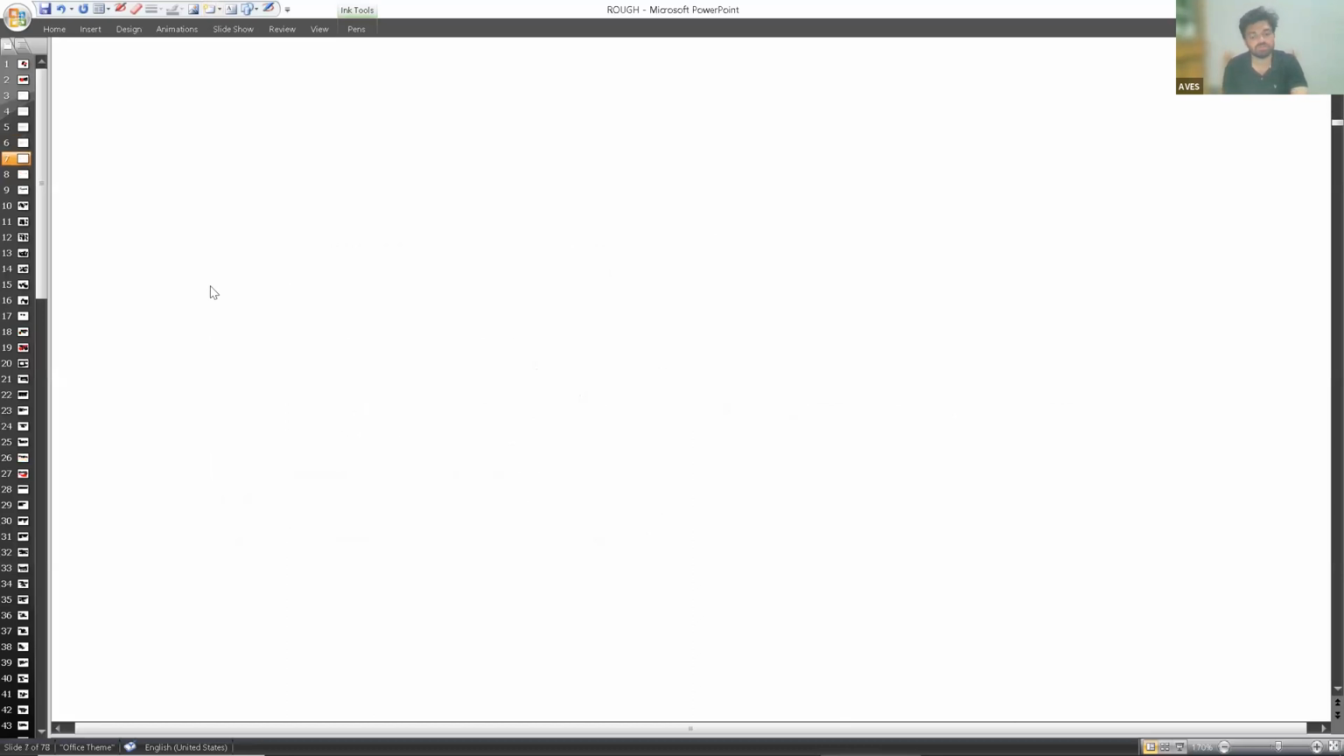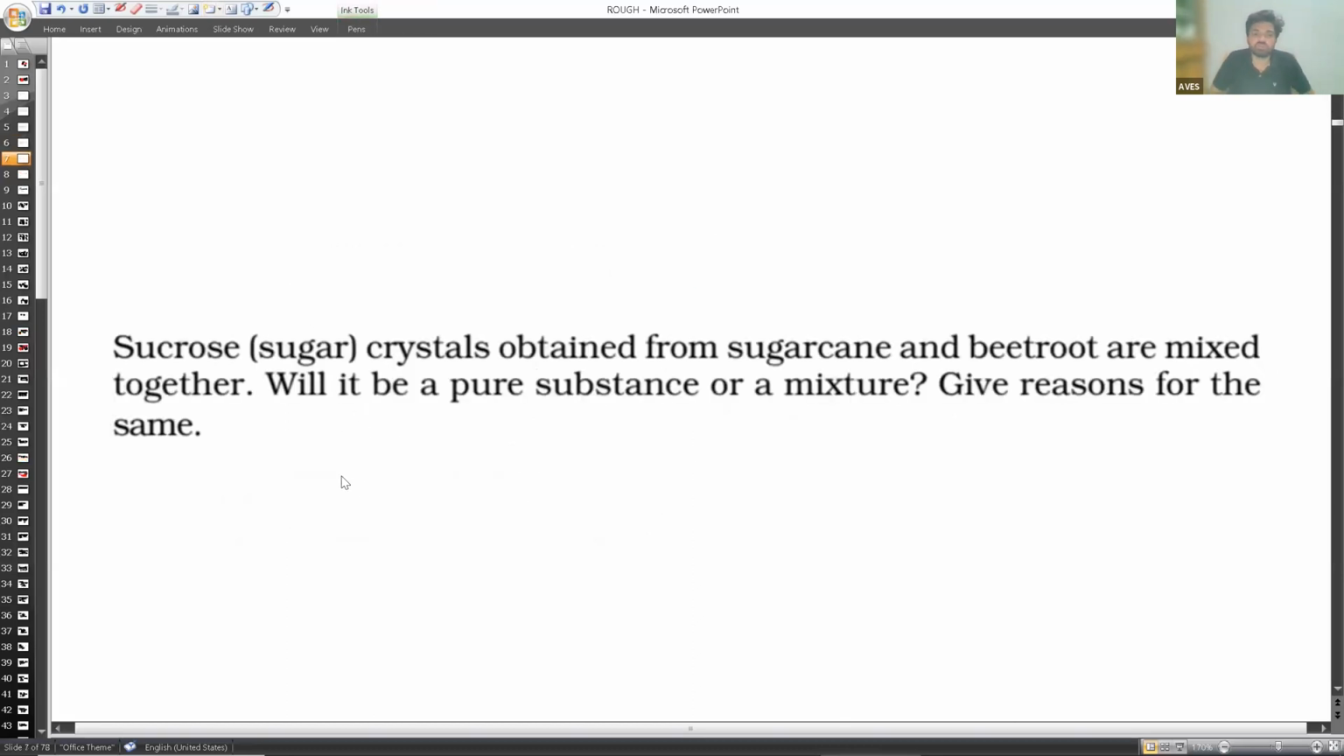Okay. So here we have this one. Sucrose, which is known as sugar, is obtained when we have the sugarcane juice and we crystallize it in the centrifugation machine, along with the beetroot. Okay, sugarcane and beetroot are mixed together. Will it be a pure substance or a mixture? Means the crystals that are obtained from the sugar.